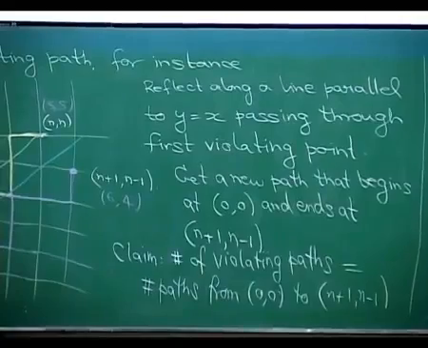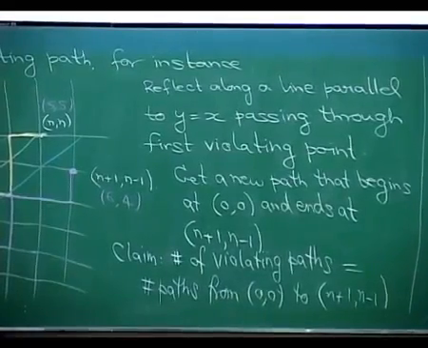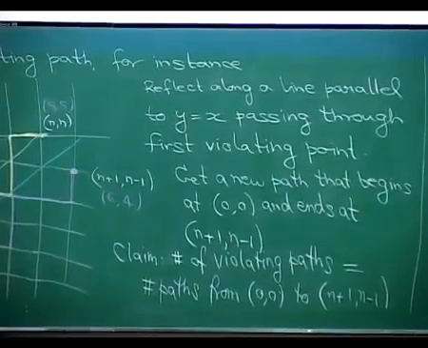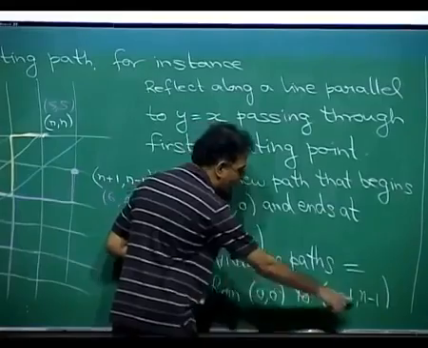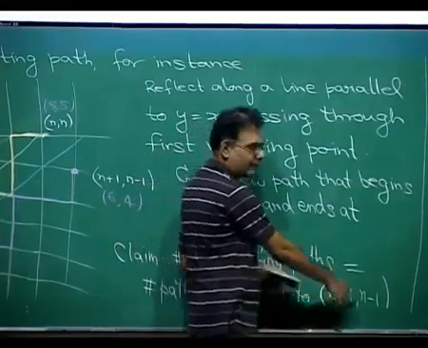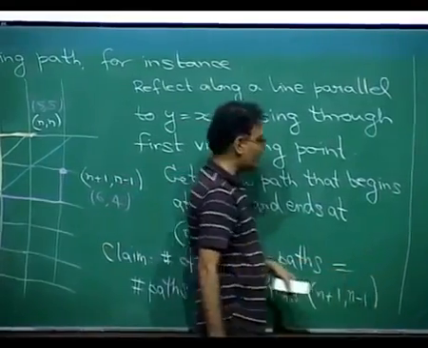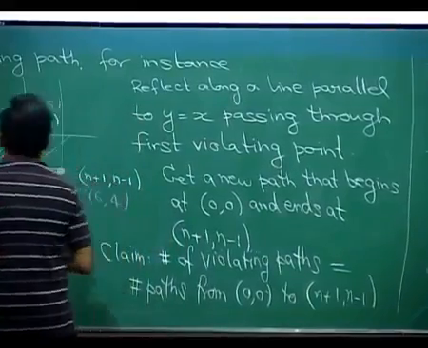I have matched it up with the set of all paths from 0, 0 to n plus 1, n minus 1. That is something that we know how to count. We know how to count all paths from 0, 0 to anywhere. So this number therefore is 2n choose n plus 1 or 2n choose n minus 1, and so we are done.